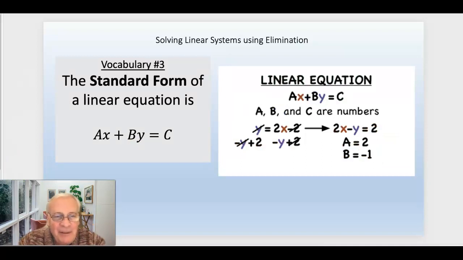Vocabulary number 3, we've talked about this as well, is the standard form of a linear equation: Ax plus By equals C, where A, B, and C are whole numbers and A is always positive.